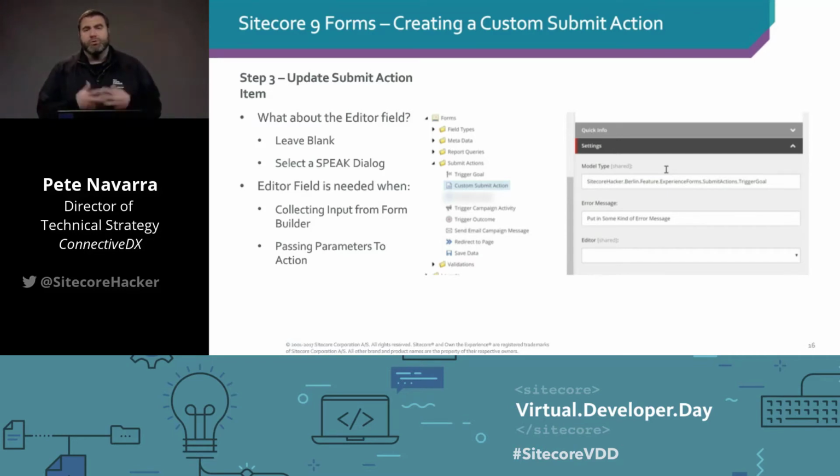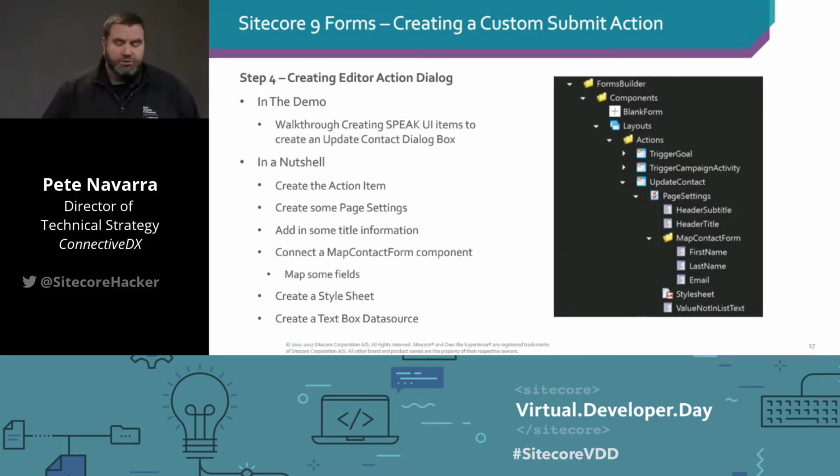But for this one, we're updating the contact with fields from the form. That means that we need to be able to have some kind of connection that the content author can use to select a form to a field value. So I'm going to try to ease you into Speak a little bit. So we're going to create the editor action dialog box. In the demo, I'm going to walk through how I created a Speak UI items to actually create the update contact dialog box that we're going to see later on.